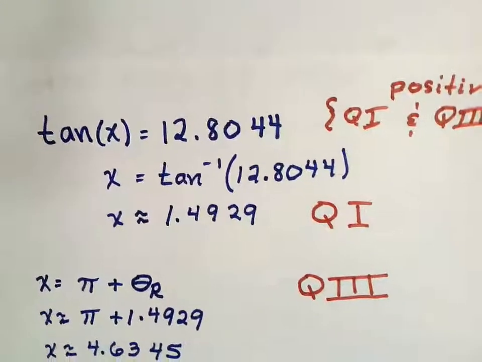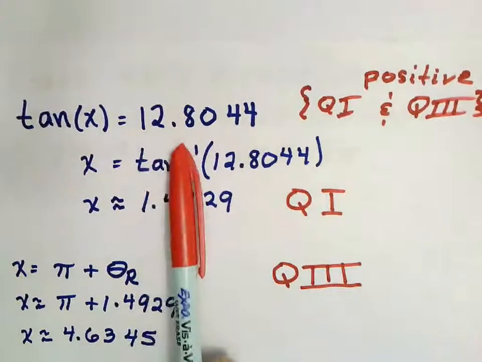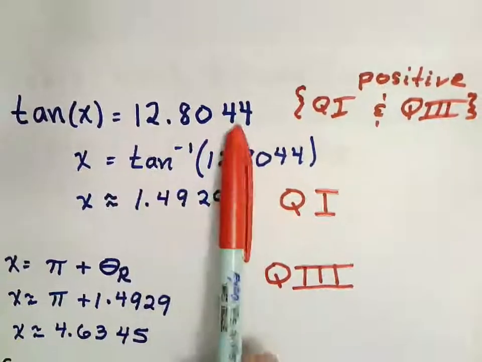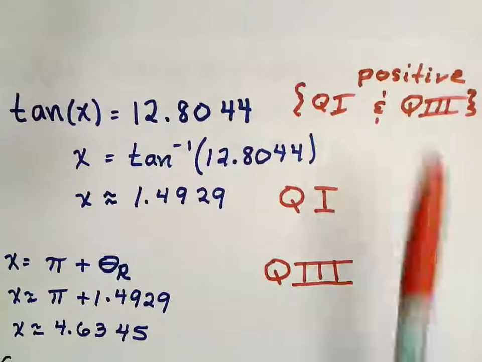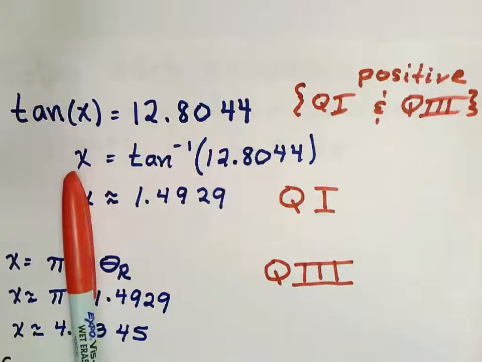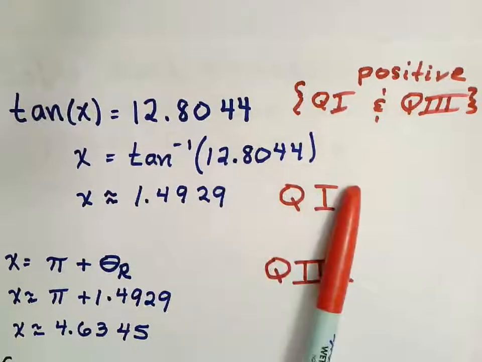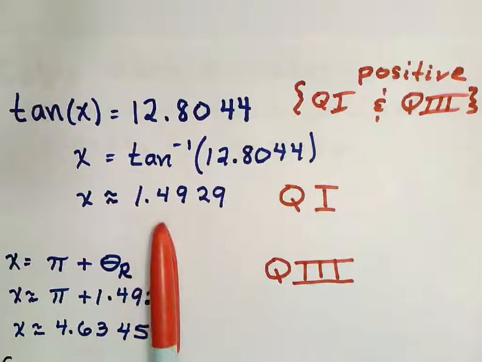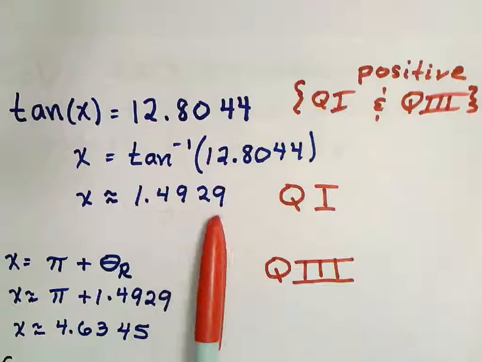So the first equation will be tan of x is equal to 12.8044. Well, this is a positive number, and tangent is positive in the first and the third quadrants. So we have x, which is the angle, is equal to inverse tan of 12.8044, and rounded to 4 decimal places is approximately 1.4929, which terminates in the first quadrant.